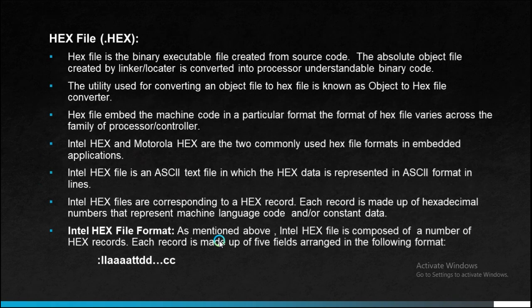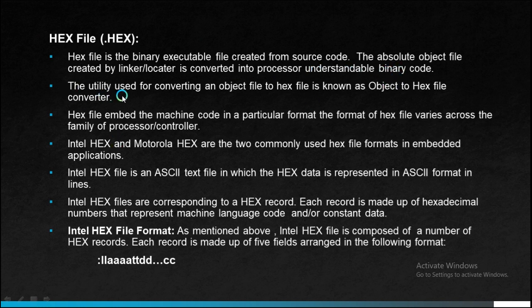Okay, so the next file, or the final file, is the hex file, which has the extension .hex. It's also one of the important files that has been generated, which is the final file that has been generated. So in a simple sentence we can say the hex file is a binary executable file created from source code. Since it is a final file, it includes the machine code. The source code is converted to machine code. That machine code is included in this hex file. That is, the absolute object file created by the linker and locator is converted into processor understandable binary code.